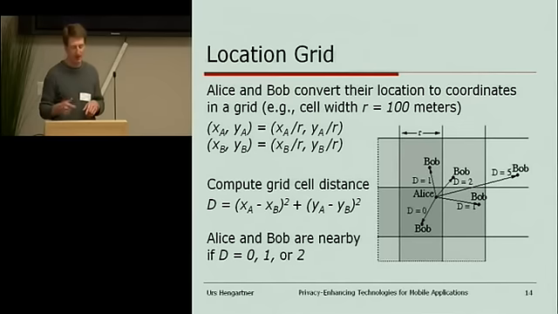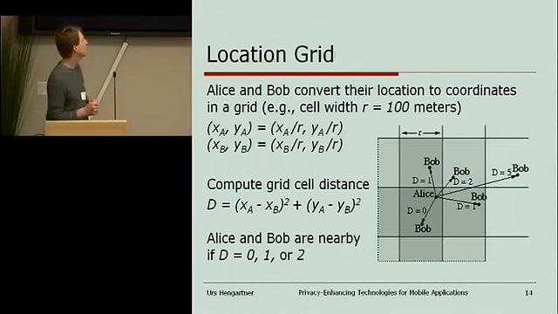You can think of the grid as consisting of cells that have a width of about 100 meters. So basically the way the scheme works is we take the accurate location, in meters, and divide it by r, which is about 100 meters, and get a grid cell. And then we compute the grid cell distance. So Alice and Bob each have a cell, and we compute the distance between Alice's and Bob's cells.